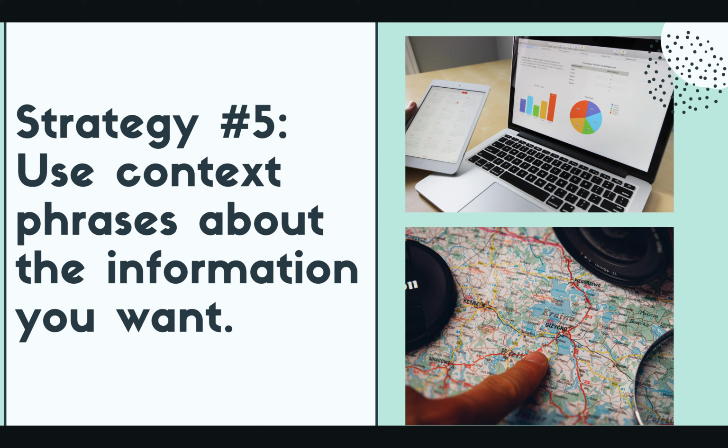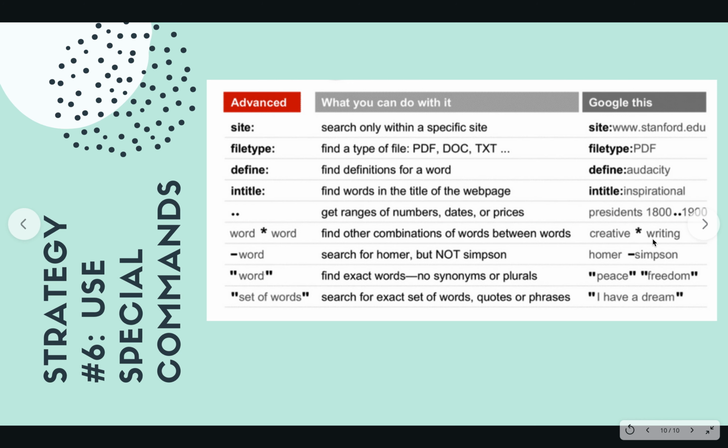If you want to know about the way life was like in the early 1800s, maybe you should look up the word diary when you are searching for that. So use context phrases about the information you want.